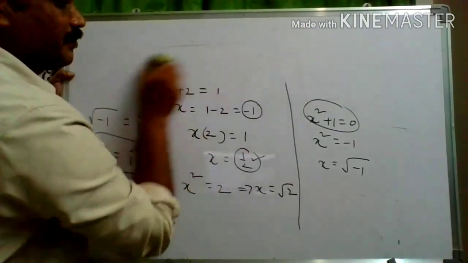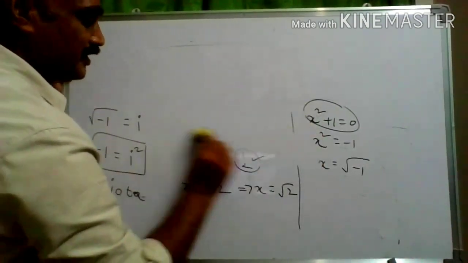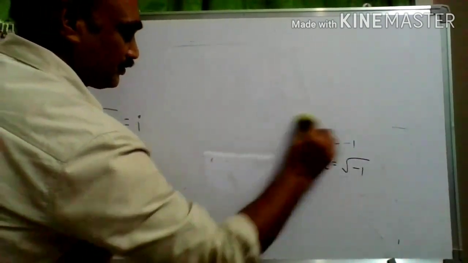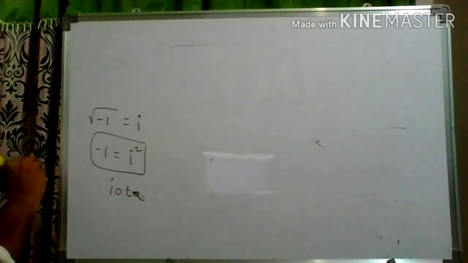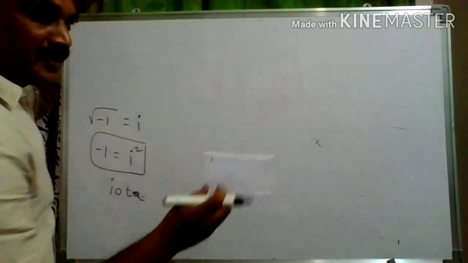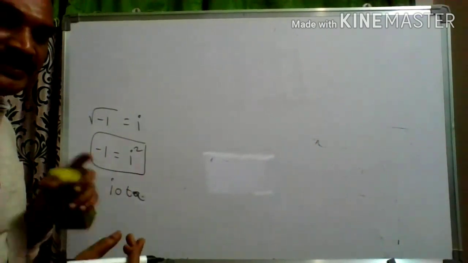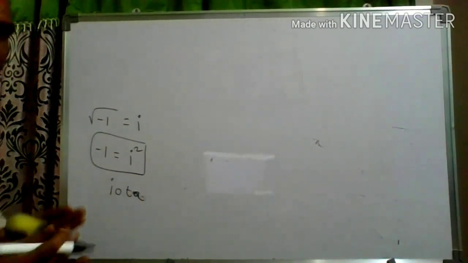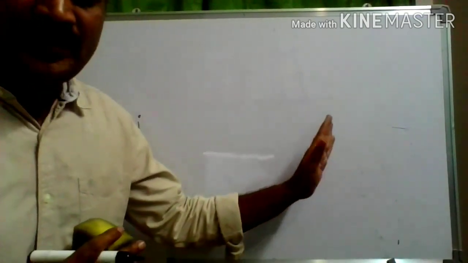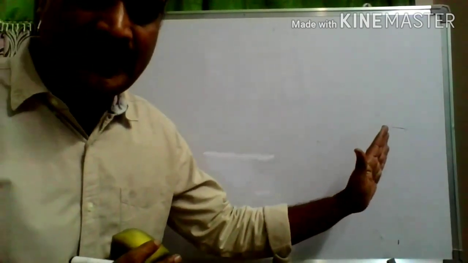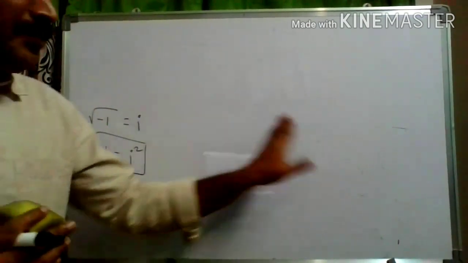Friends, complex number of the form, i square is equal to minus 1. Complex numbers are denoted by z, z1, z2, z3, etc., zn. The set of complex numbers is denoted by C.